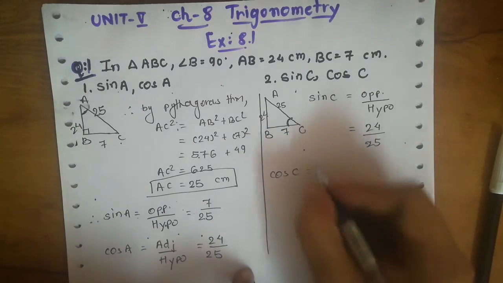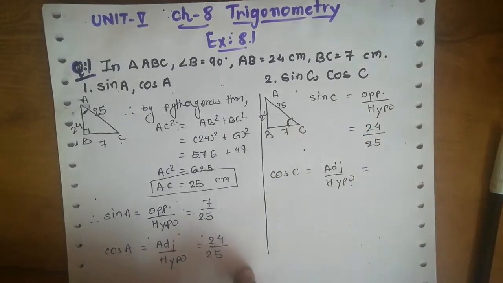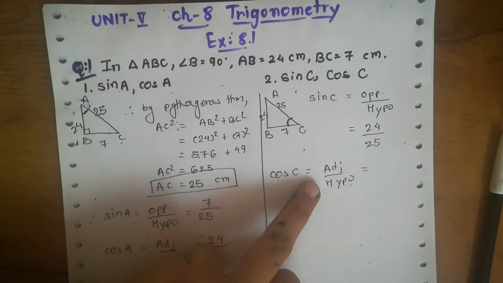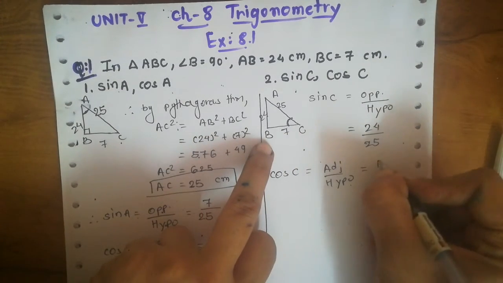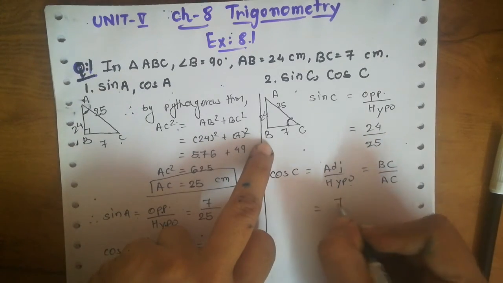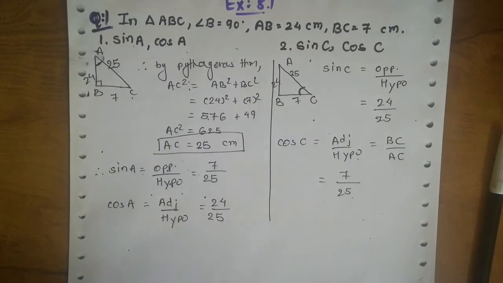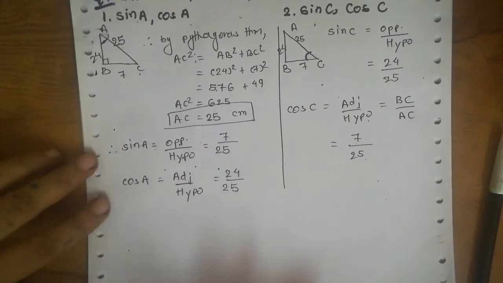Cos C is equal to adjacent by hypotenuse. Here the adjacent for angle C is BC, divided by AC. BC is 7 and the hypotenuse is 25. So cos C is 7 by 25. So this is all about question 1.